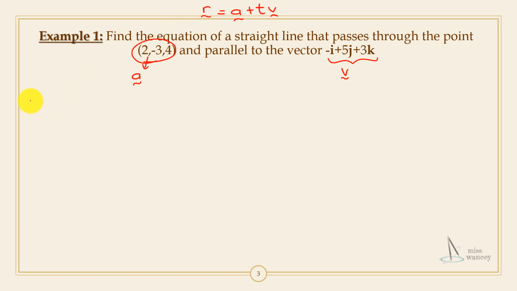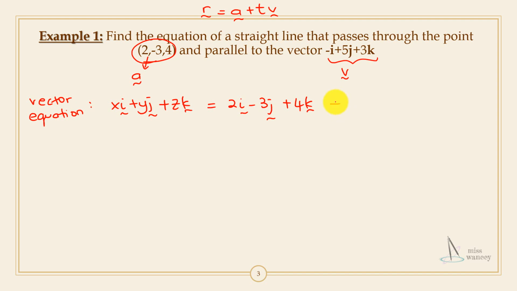Let us do the first one, which is the vector equation. For the vector equation, we have xi plus yj plus zk, so this is r, equal to a. a is over here, so we have 2i minus 3j plus 4k, and then plus t, where v is negative i plus 5j plus 3k. So this is our vector equation. The second equation is called the parametric equation.